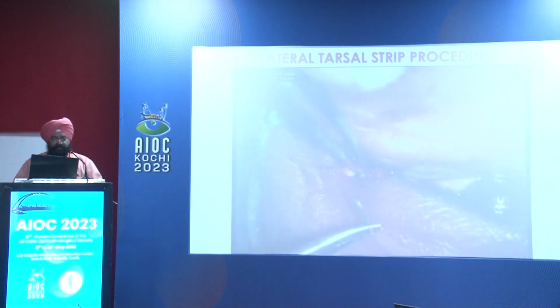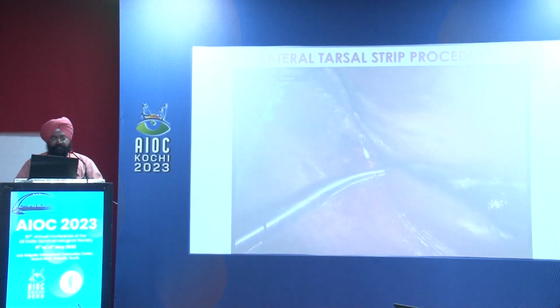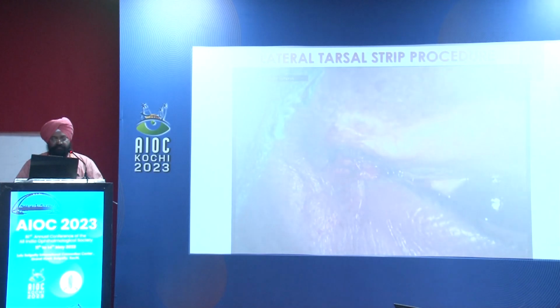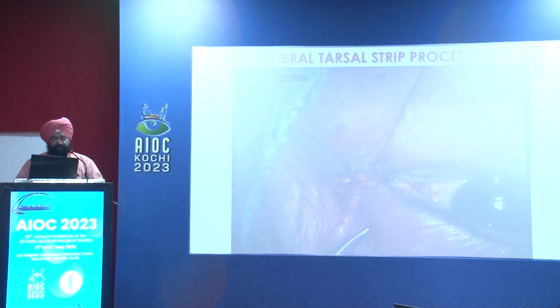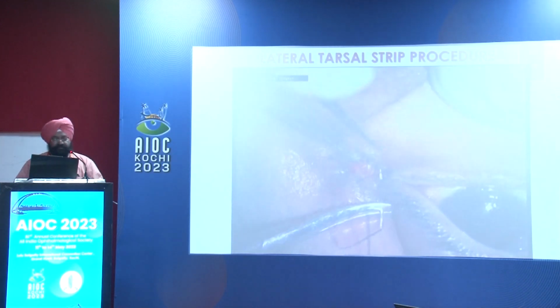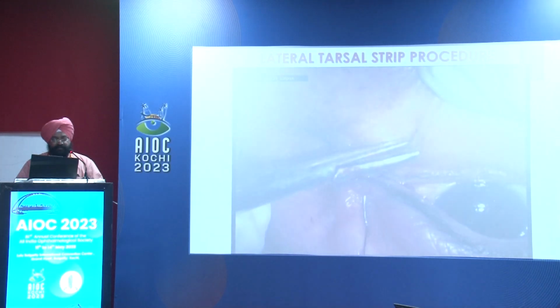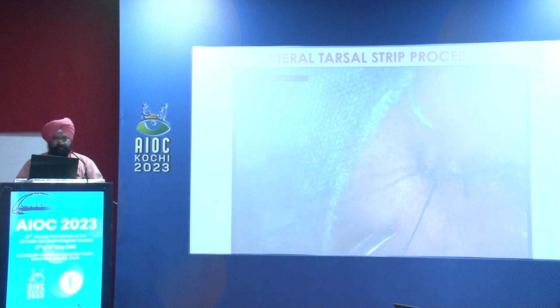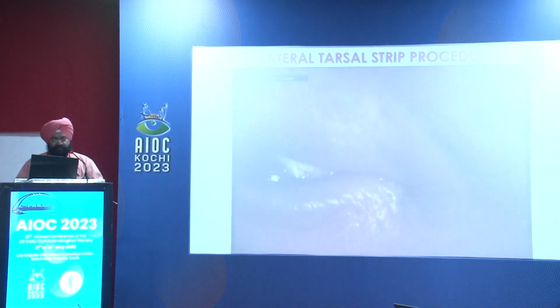Now the lid margin is created and a very sharp lateral canthus is formed, and you have to close this incision in two layers: first the orbicularis complex and then the skin. It's a very simple procedure, but the only thing is that good hemostasis and selection of the case is very important.